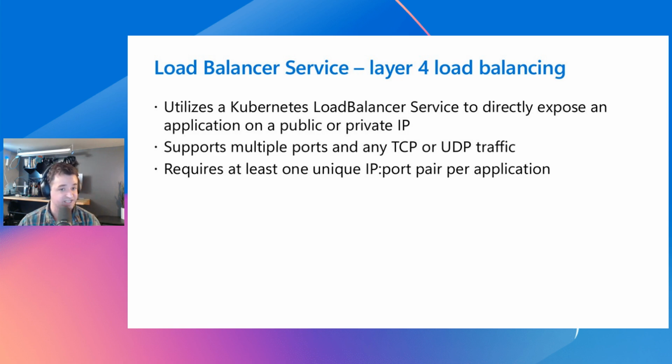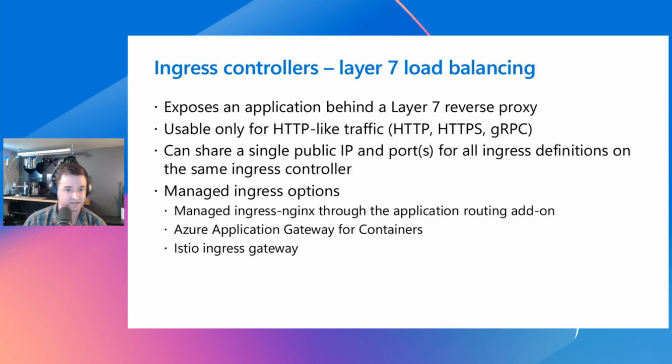All right, the first option is a load balancer service, and this is just layer 4 load balancing. This utilizes a Kubernetes load balancer service to directly expose an application on a public or private IP. Now, this supports multiple ports and any TCP or UDP traffic. This requires at least one unique IP port pair per application. So it takes some management, takes some consideration, but if you're only working with TCP or UDP traffic, or similar traffic, you're going to want to use just a layer 4 load balancer.